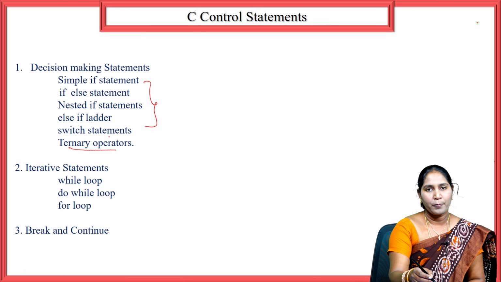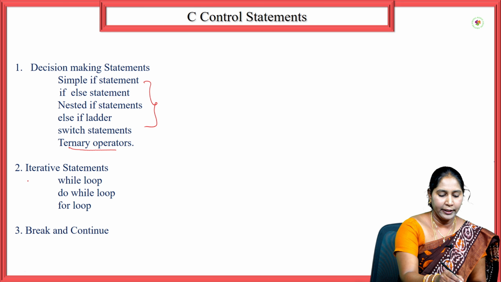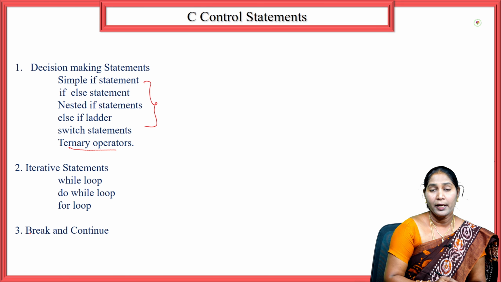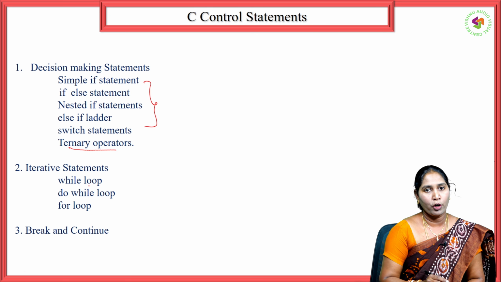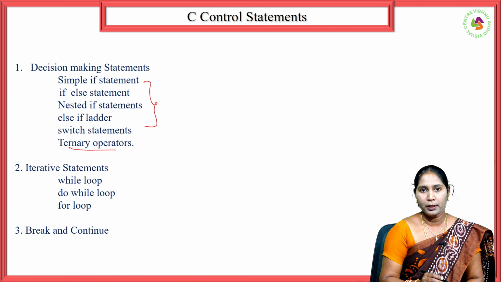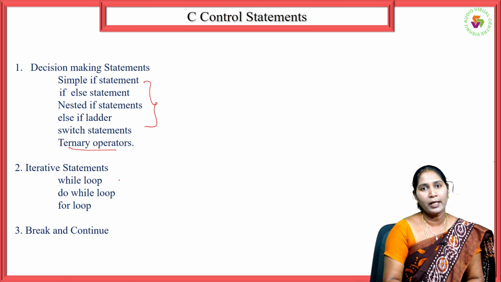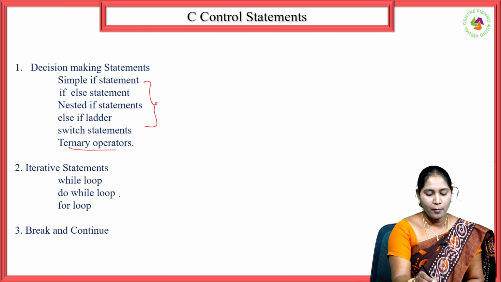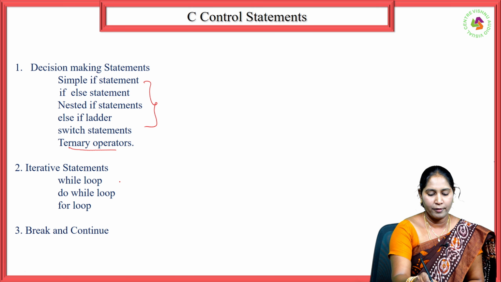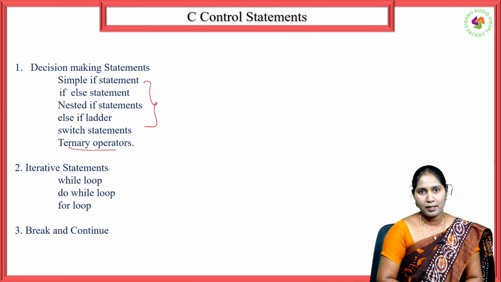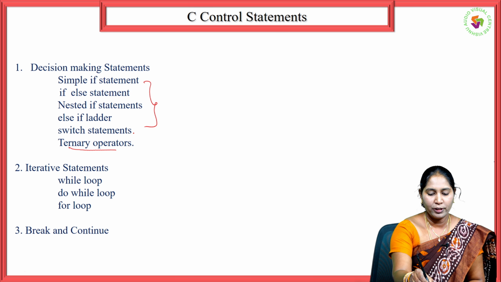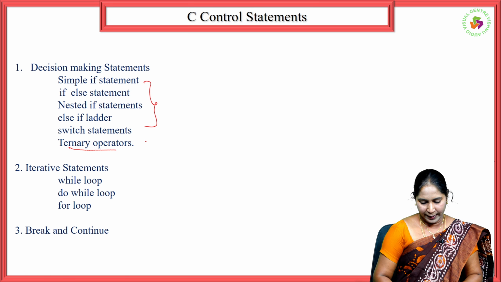Apart from these statements, we have two other kinds of statements, the iterative statements and the break and continue statements. Iterative statements are used when I want to execute a single statement multiple times. In C programming, we use three kinds of iterative statements: while loop, do while, and for loop. But in this current session, we will be discussing switch statements and ternary operators.